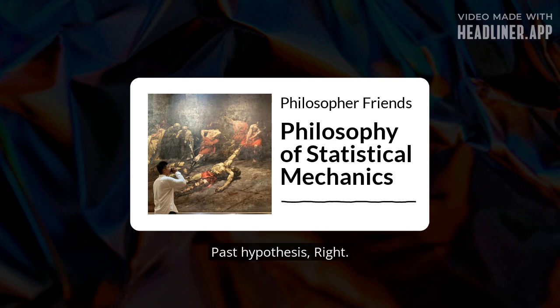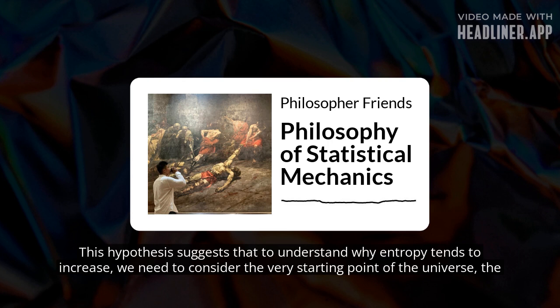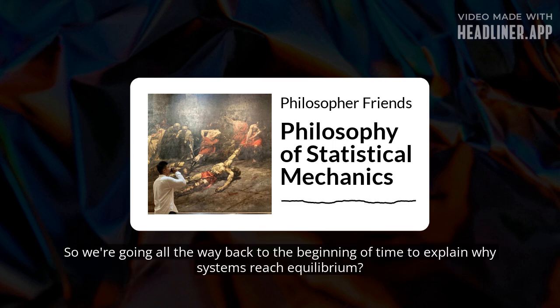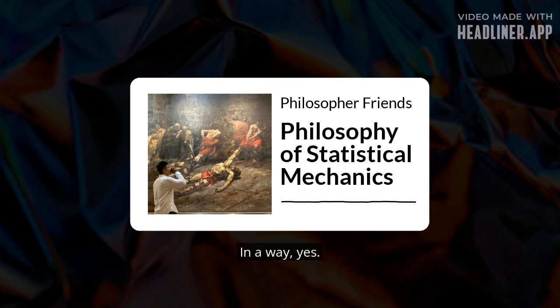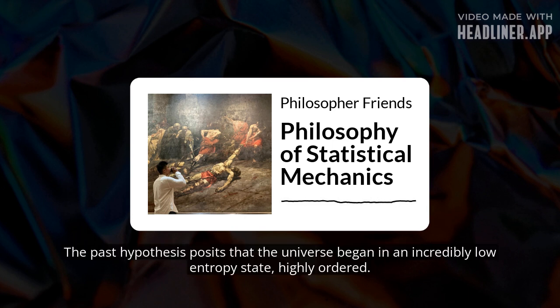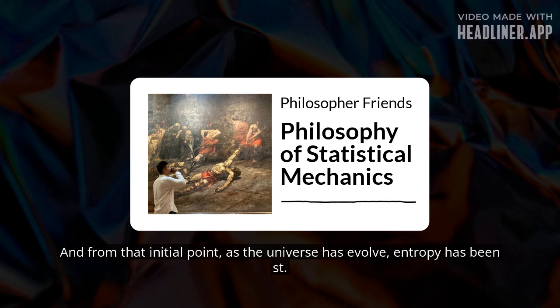The past hypothesis. Right, I'm listening. This hypothesis suggests that to understand why entropy tends to increase, we need to consider the very starting point of the universe, the Big Bang. So we're going all the way back to the beginning of time to explain why systems reach equilibrium. In a way, yes. The past hypothesis posits that the universe began in an incredibly low entropy state, highly ordered, and from that initial point, as the universe has evolved, entropy has been steadily increasing.